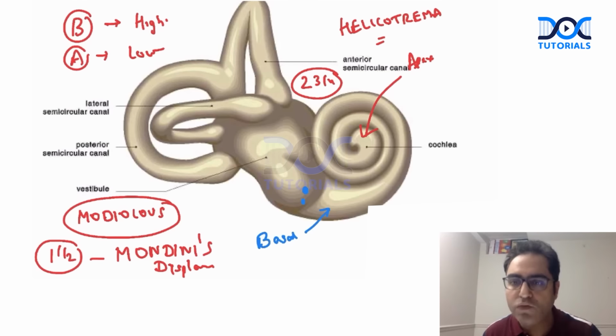My dear friends, please do remember that cochlear implant surgery can be done in a dysplastic cochlea also. So dysplasia of the cochlea is not a contraindication of cochlear implant surgery. It can be done in dysplastic cochleas also.